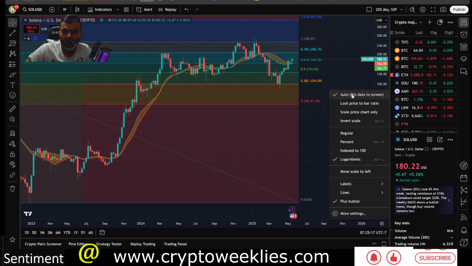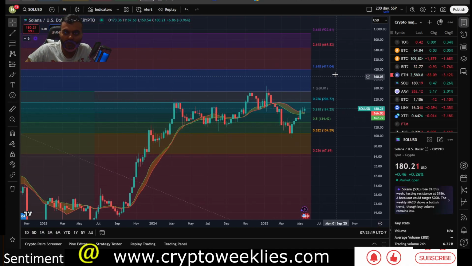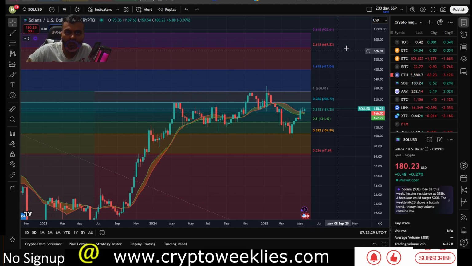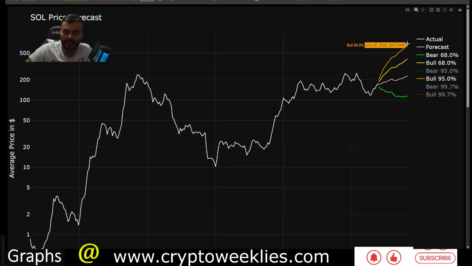So that signals again a $417 is close to that 1 standard deviation residual analysis over here on the machine learning based model. The 2.618 is at around $670. Again, major area of confluence amongst these models.